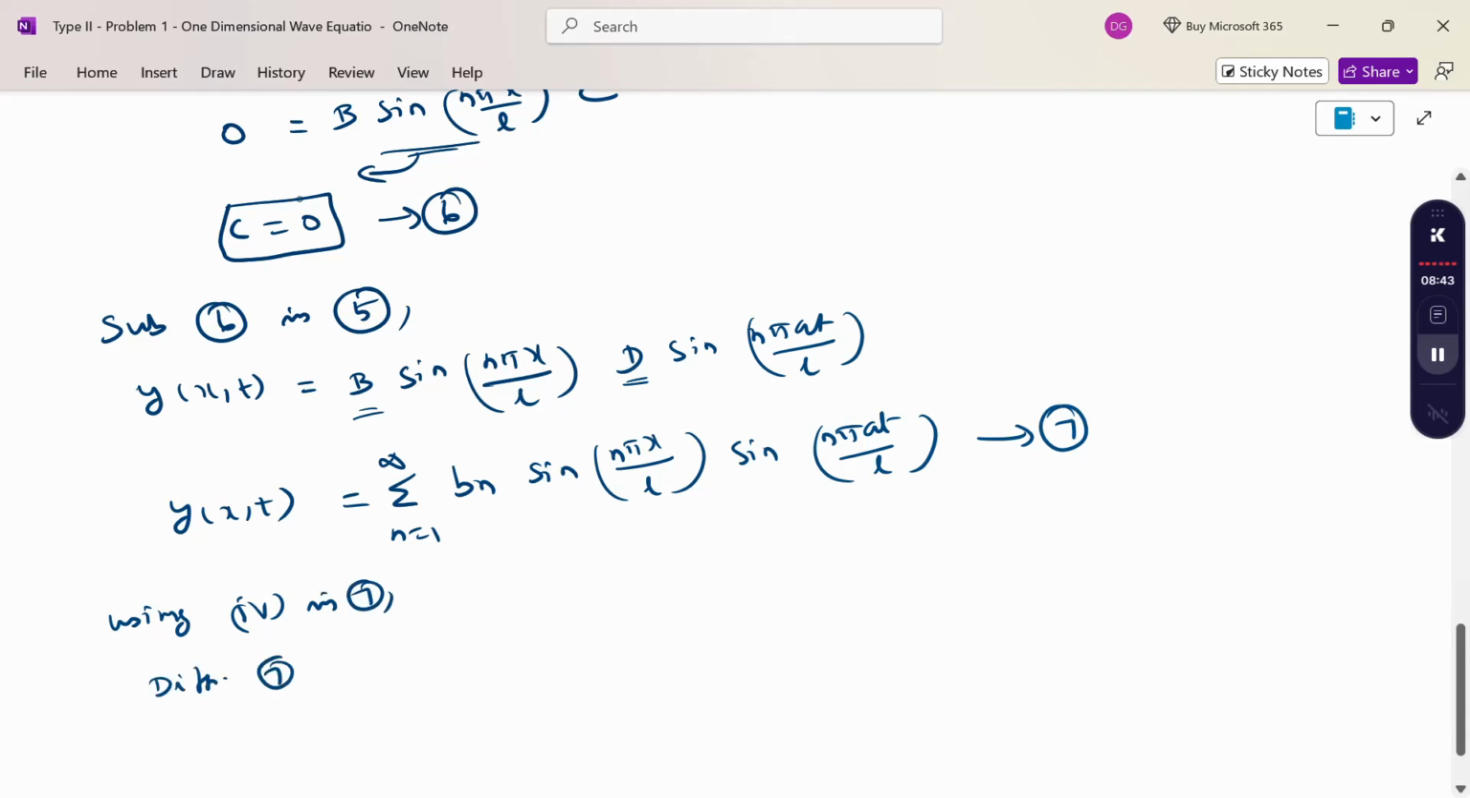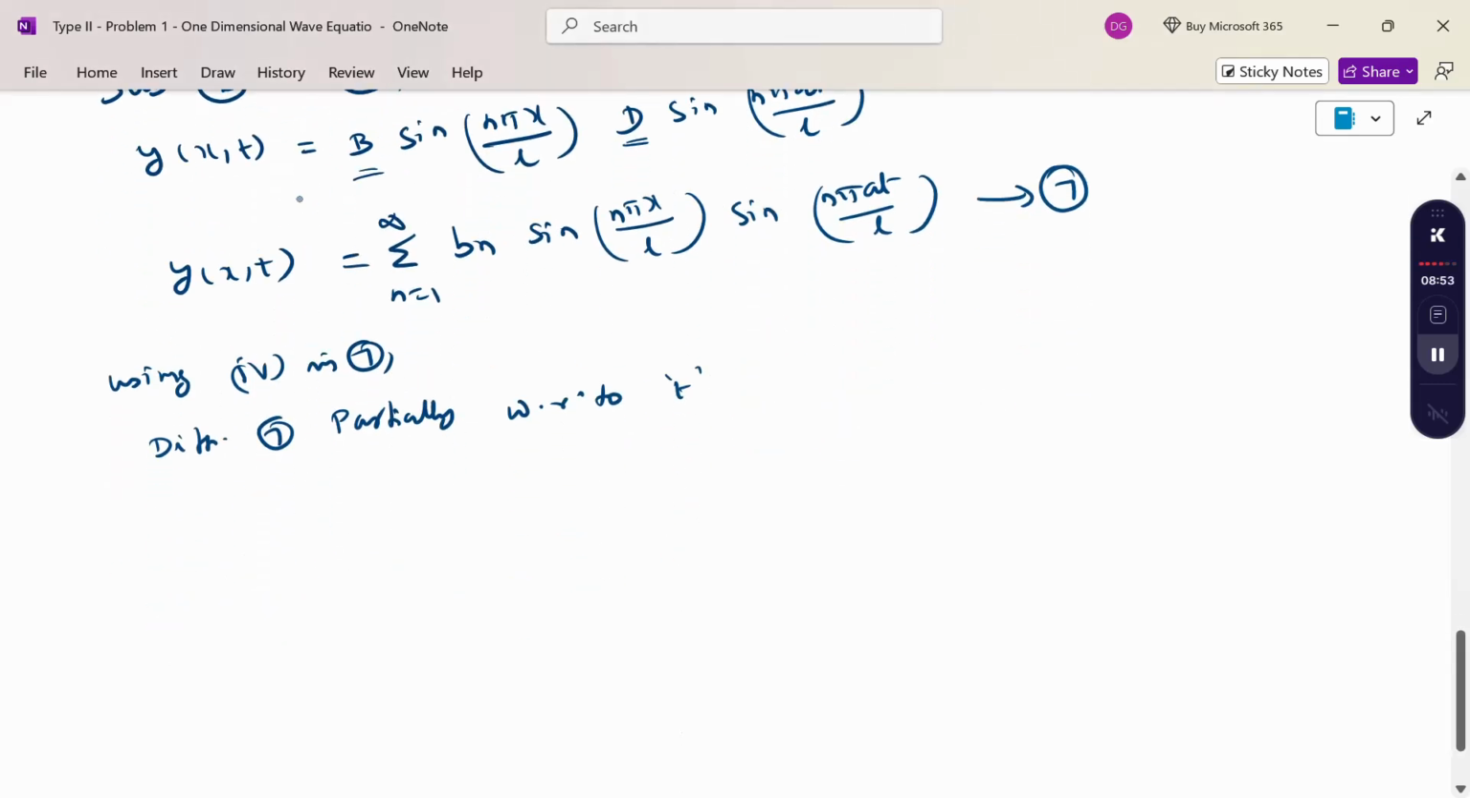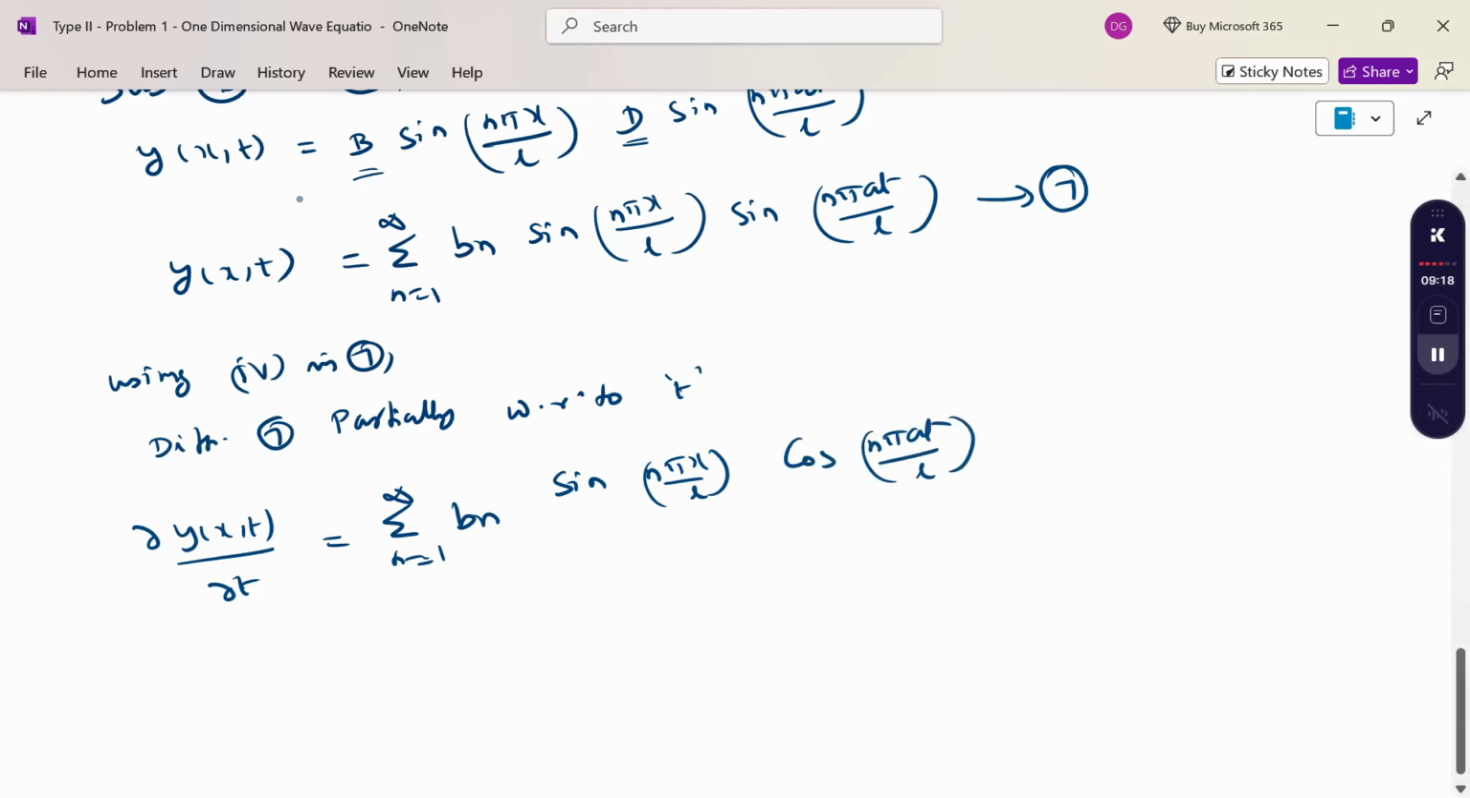Differentiate the 7th equation partially with respect to t. When I differentiate partially with respect to t, dy/dt equals the sum from n equals 1 to infinity of bn sin(n pi x by L), because these are constants, so only the t term sin(n pi at by L) is differentiated. It gives cos(n pi at by L) into n pi a by L.